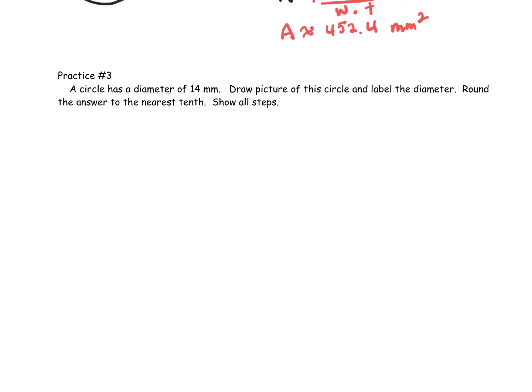So let's read through this final problem, and then I'm going to ask you to do it on your own. A circle has a diameter of 14 millimeters. Draw a picture of the circle and label the diameter. Round your answer to the nearest tenth. Show all steps. Again, it needs to tell us to find the area. So we're going to be looking for the area.